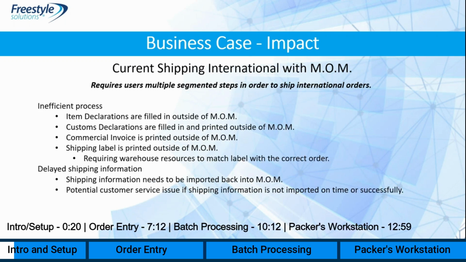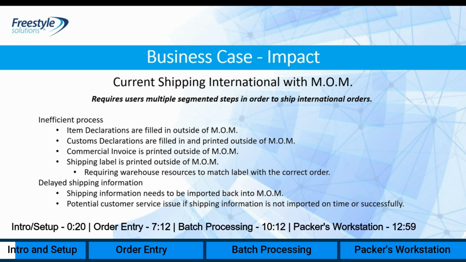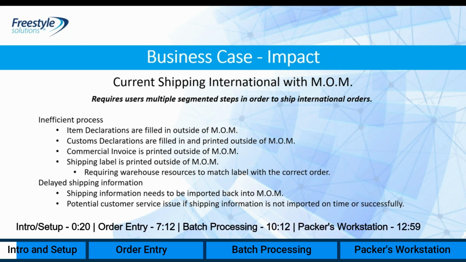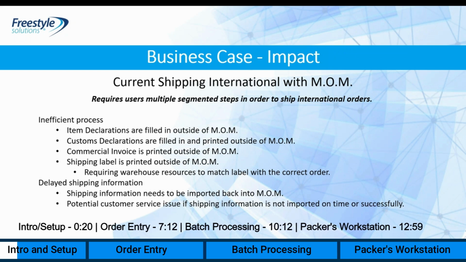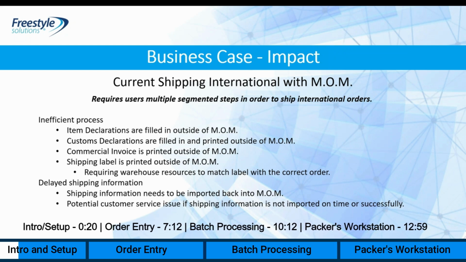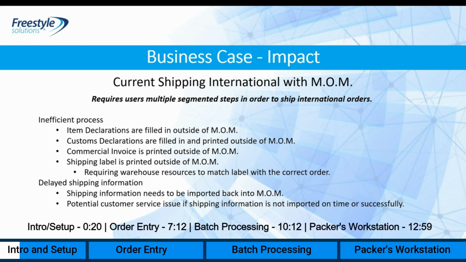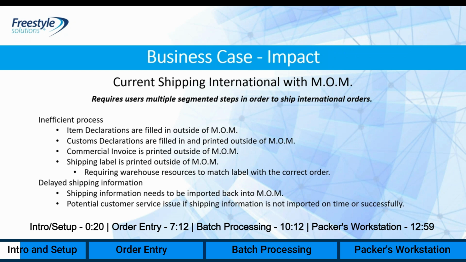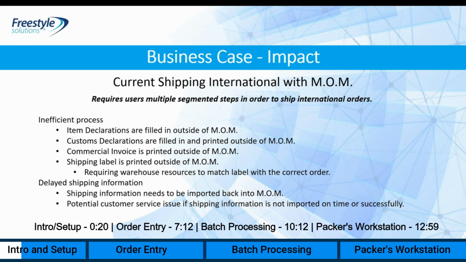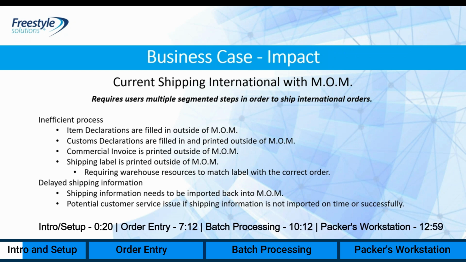Just to highlight the kinds of things we were talking about, I mentioned all the different pieces to this: the customs declarations, the commercial invoices, the shipping label. In current state, before using the Shippo International module, all of that is done outside of M.O.M. It places an extra burden on your warehouse people and your end-of-line fulfillment people at a time when they really don't have the opportunity, or you really prefer them not to manage this. It also delays the shipping information notifications. That isn't as automatic as it is with the current Shippo modules and with this new international module.